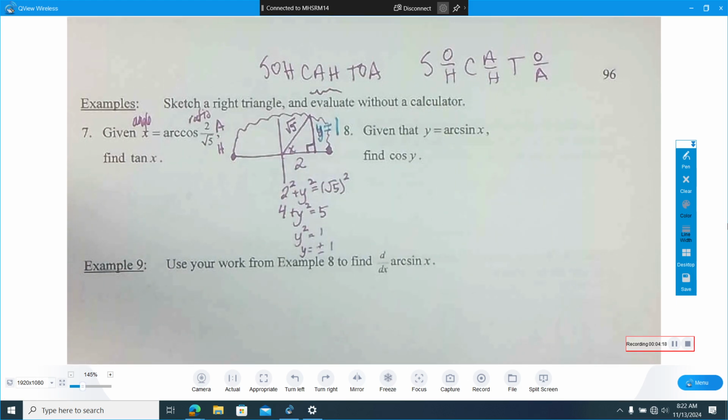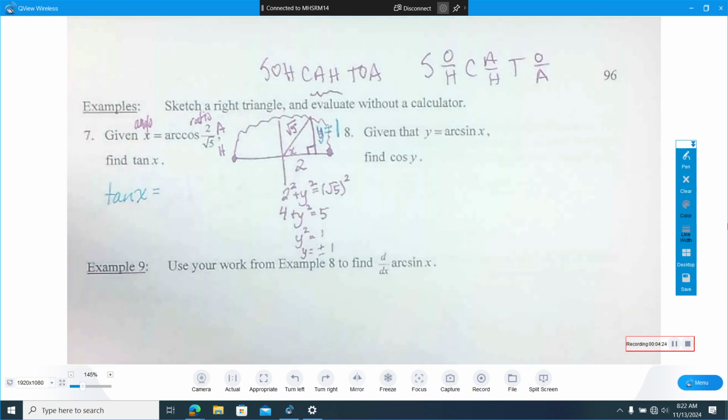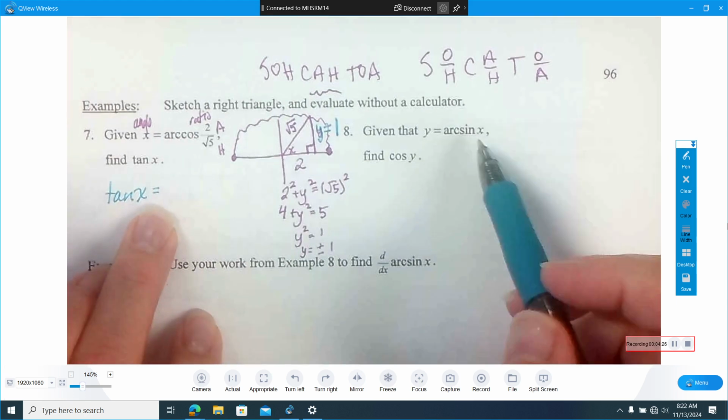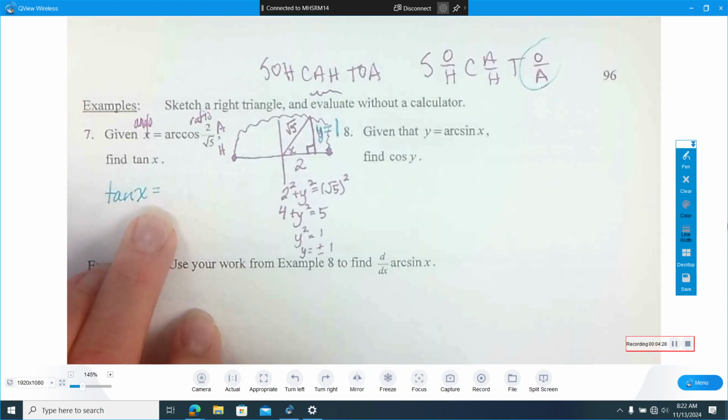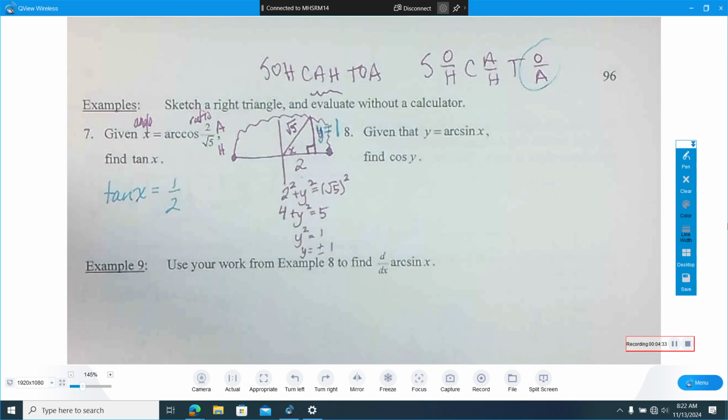Once you complete your right triangle, can we figure out the tangent ratio according to angle x? Absolutely. Tangent is opposite over adjacent, so that would be 1 over 2. If you have a very good understanding of inverse functions, you can always create a triangle, complete the triangle, and solve from there.